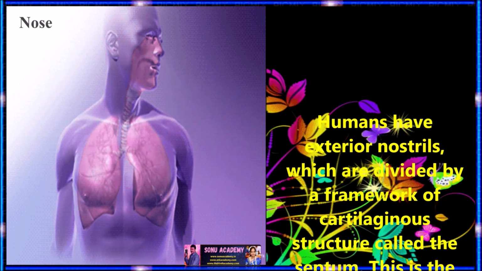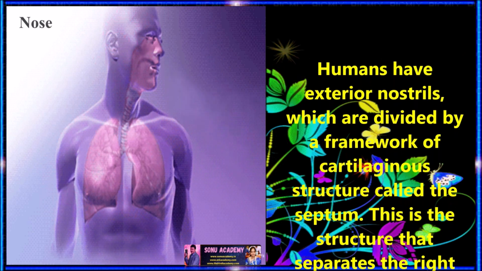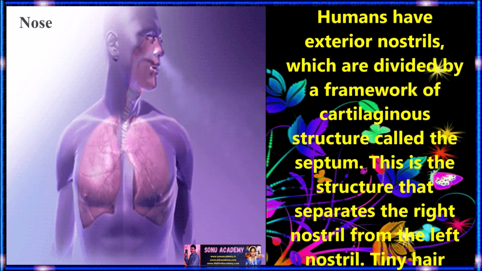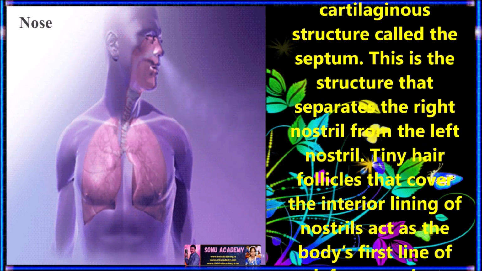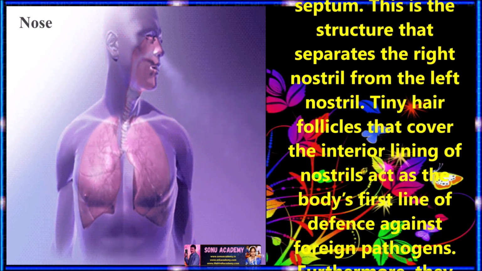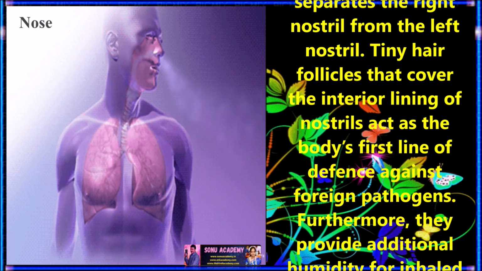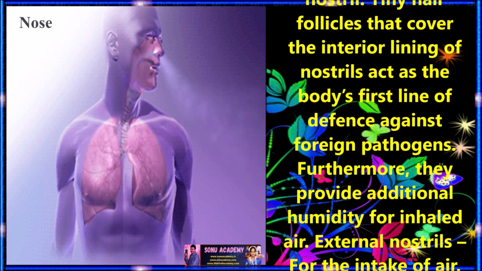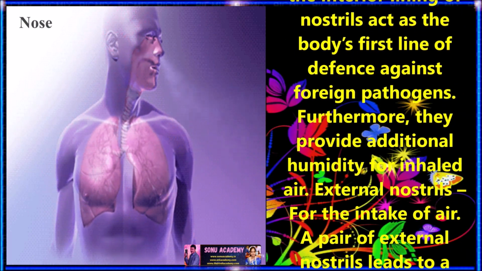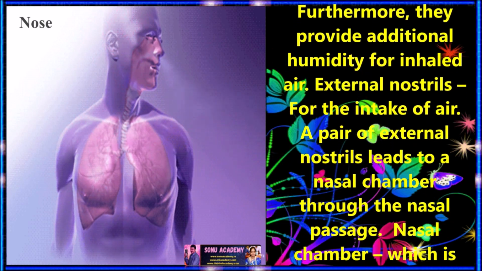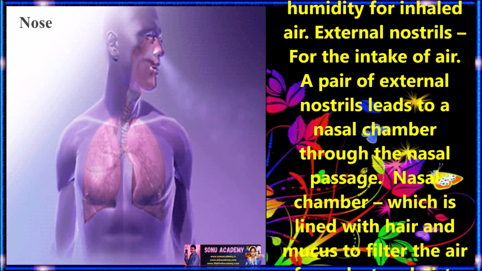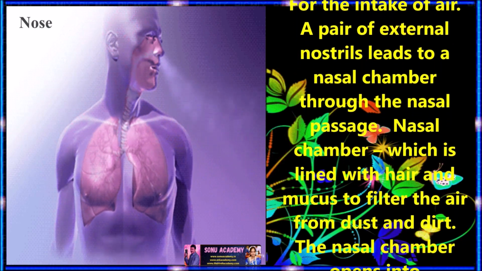Nose. Humans have an external nose which is divided by a framework of cartilaginous structure called the septum. This is the structure that separates the right nostril from the left nostril. Tiny hair follicles that cover the interior lining of the nostrils act as the body's first line of defense against foreign pathogens. Furthermore, they provide additional humidity for inhaled air.